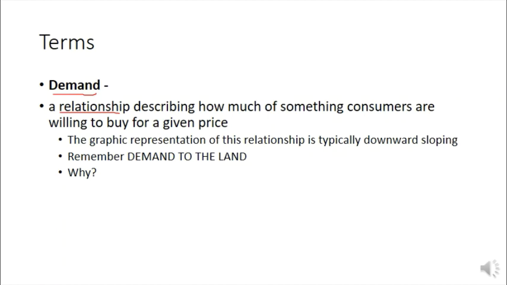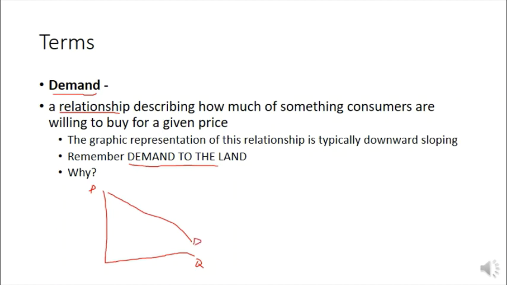Once we explore this relationship, we typically graph it. We'll graph it in a few pages next, but this graph is downward sloping. So when in doubt, remember this phrase: demand to the land. Why is demand downward sloping? Because at higher prices, we buy fewer things. What I have here is P on the vertical axis representing price and Q on the horizontal axis representing quantity. Demand is downward sloping, demand to the land.